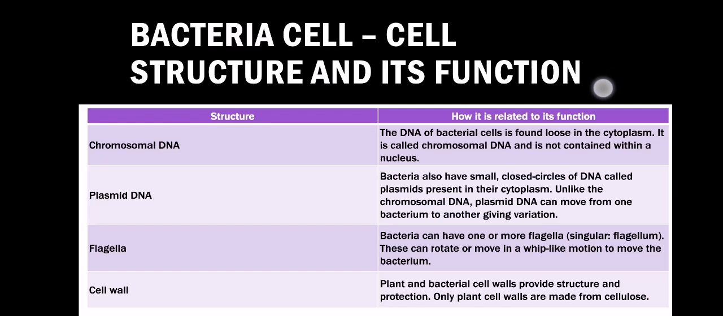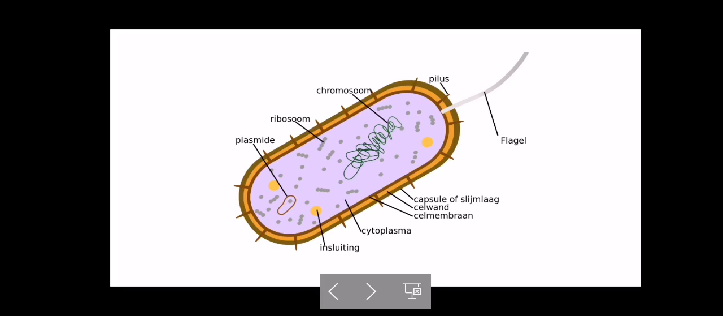Now plasmid DNA: bacteria cells also have small closed circles of DNA called plasmid DNA. It's really easy to remember. Now flagella: bacteria cells can have one or more flagella, singular is flagellum. These can rotate or move in a whip-like motion to move the bacterium. Cell wall: you can remember plant and bacterial cell walls provide structure and protection, but you need to remember this: only plant cell walls are made from cellulose, as I said before.